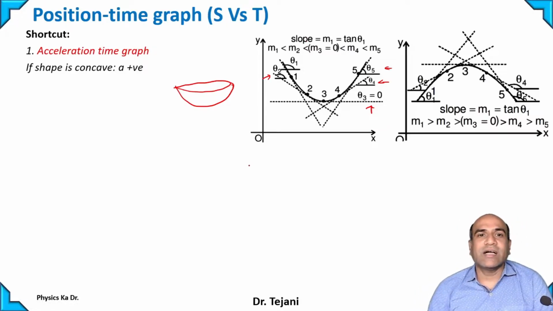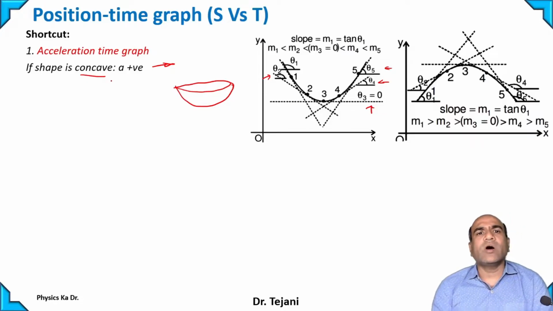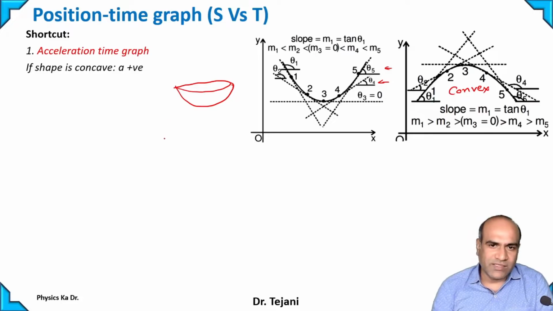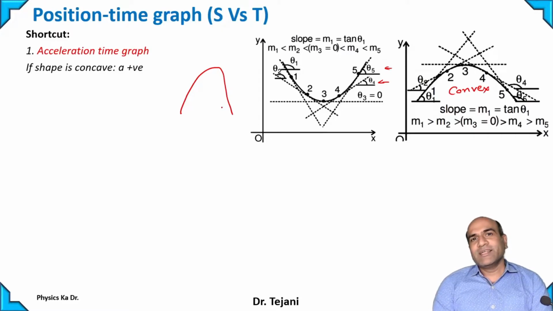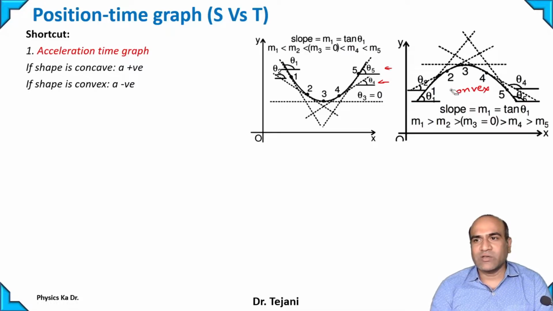The slope is continuously increasing. That means acceleration is positive. There is an increase of acceleration. So whenever you see a concave shape, always consider acceleration as a positive value. And this shape is convex. This is a convex shape, and when there is a convex shape, acceleration is always negative. Slope m1 is the biggest, then the slope decreases.